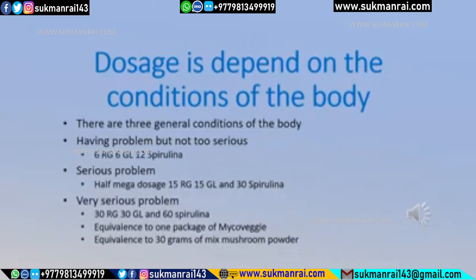So when we treat the body, there are only 3 conditions. First is the general condition. They're having a problem but not too serious. Then normally we take 6 RG, 6 GL, and 12 spirulina. Spirulina is also helping, but sometimes those people who do not have spirulina can even skip it, or you can take 6 spirulina. The spirulina is not so critical, but RG and GL are critical. So you take 6 RG, 6 GL, and 6 to 12 spirulina.